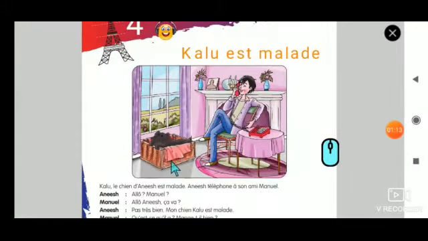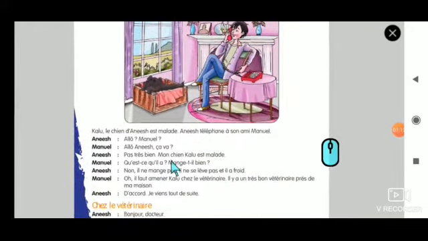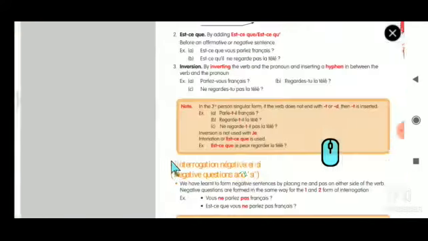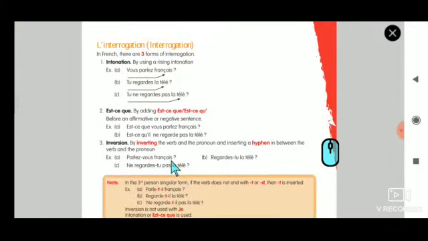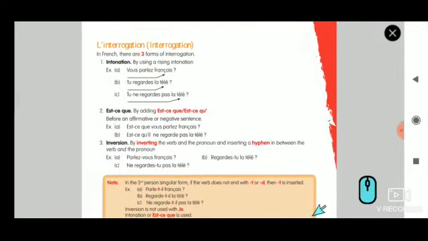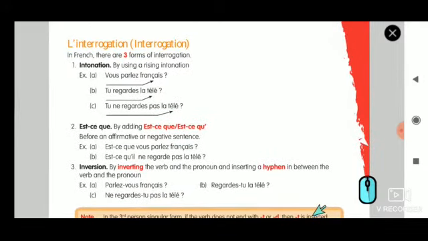Here we are in lesson 4, Kallu e malad. Straight away go to the exercise, rules and other pages. Let's start with Interrogation, page number 45 from your book. This is a short revision, 10 minutes for lesson 4 and 10 minutes for lesson 3, only a 20 minute video. So you can just concentrate well and make it useful.